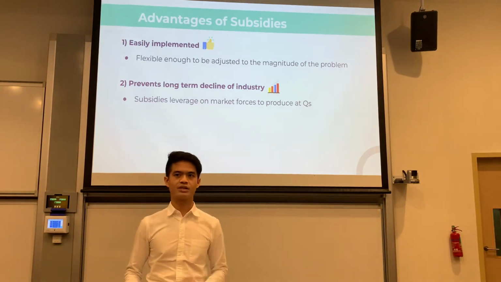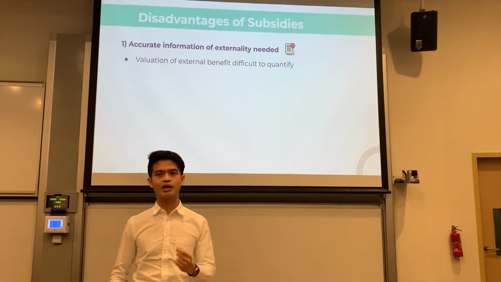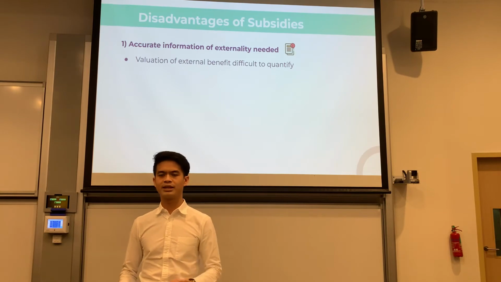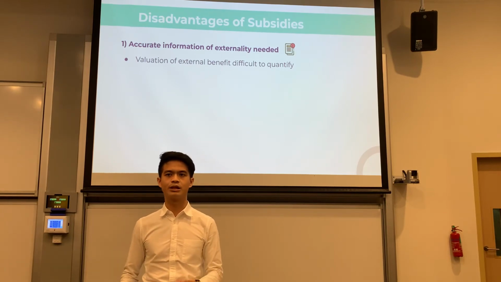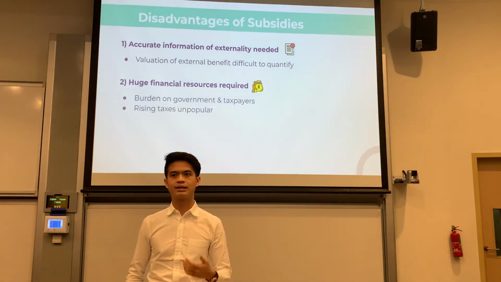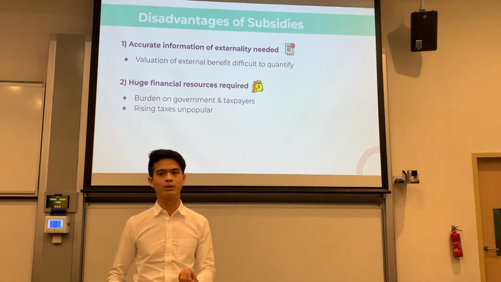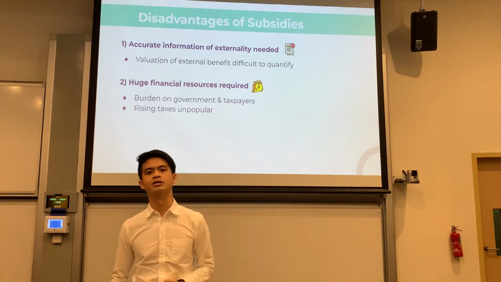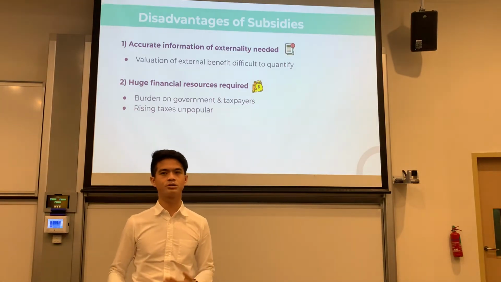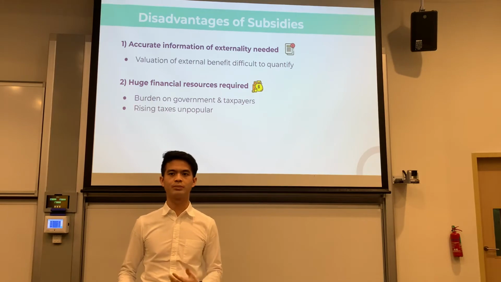However, with every solution, there are issues. Firstly, it's extremely difficult to find accurate information on the externality. It's almost impossible to estimate and quantify the exact amount of subsidy we have to give to the firm to produce exactly at QS. And secondly, there's a huge financial burden. Subsidies are provided through increased taxes on the people, and this is generally unpopular. But in general, subsidies are still often used to encourage firms to produce more because the benefits from the positive externalities usually outweigh its minimal costs.